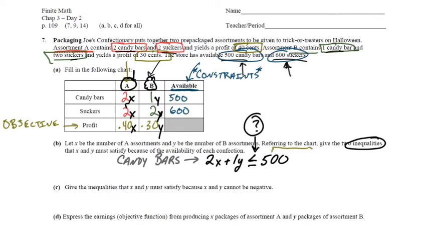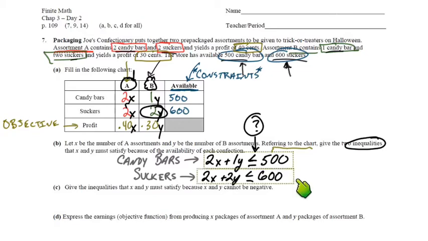All right, and let's go ahead and write the inequality for the suckers. We've got 2 suckers for each of the A assortment plus 2 suckers for each of the B assortment, so it's 2X plus 2Y. And the total number of suckers is 600. So again, we can't go over 600. We could certainly sell less than that, but we are limited by our resources here. So again, we need a less than or equal to sign here. All right, so there we go. We've got our 2 inequalities that describe those constraints. We're constrained by the candy bars and suckers in this case.